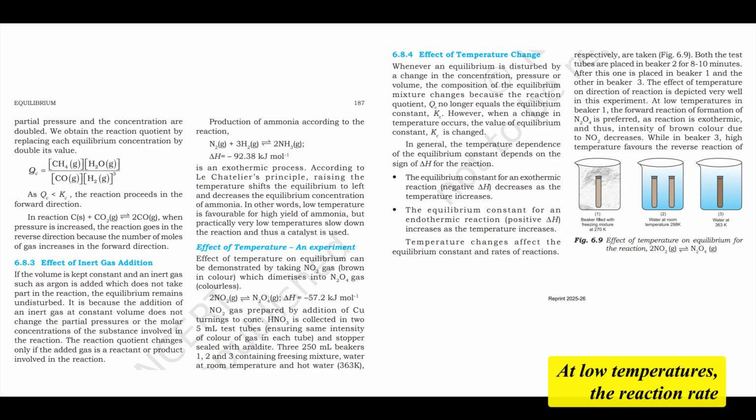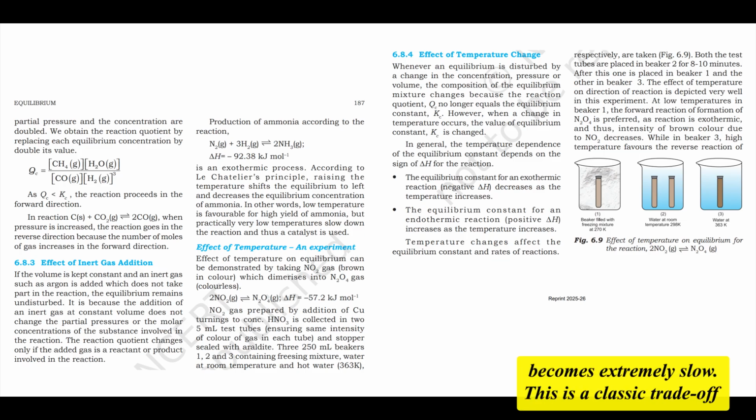At low temperatures, the reaction rate becomes extremely slow. This is a classic trade-off in chemical engineering. Equilibrium versus kinetics. High temperatures give fast rates, but poor equilibrium yields. Low temperatures give good yields, but impractically slow rates. The solution involves using a moderate temperature, around 400 to 500 degrees C, combined with high pressure and a catalyst.